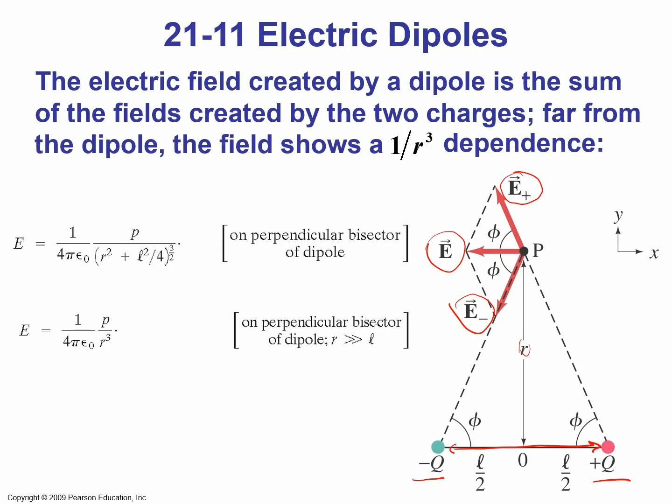And this electric field has a dependence on the distance r from the midpoint of the dipole of these two charges as 1 over r cubed. Here I should emphasize that this r is not the distance from P to the charges minus Q and plus Q. Instead, r is the distance from point P to the midpoint of the dipole, and the distance is written as r squared plus L squared divided by 4, to the power 3 halves.